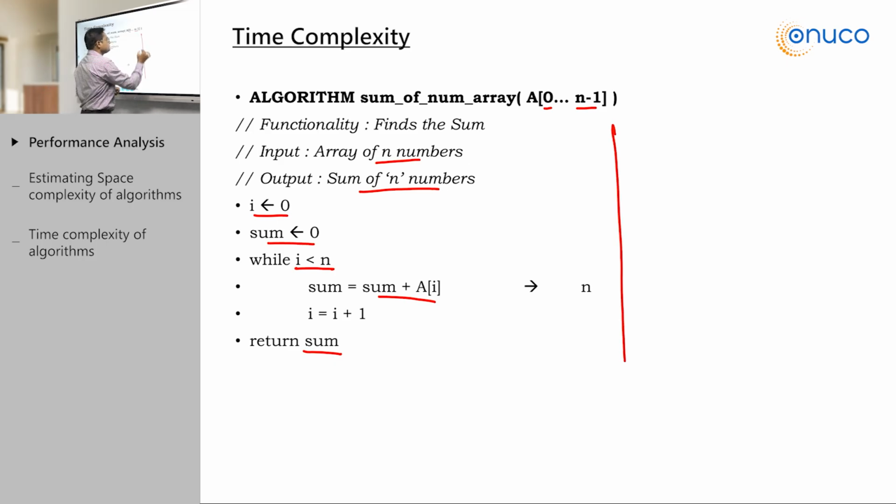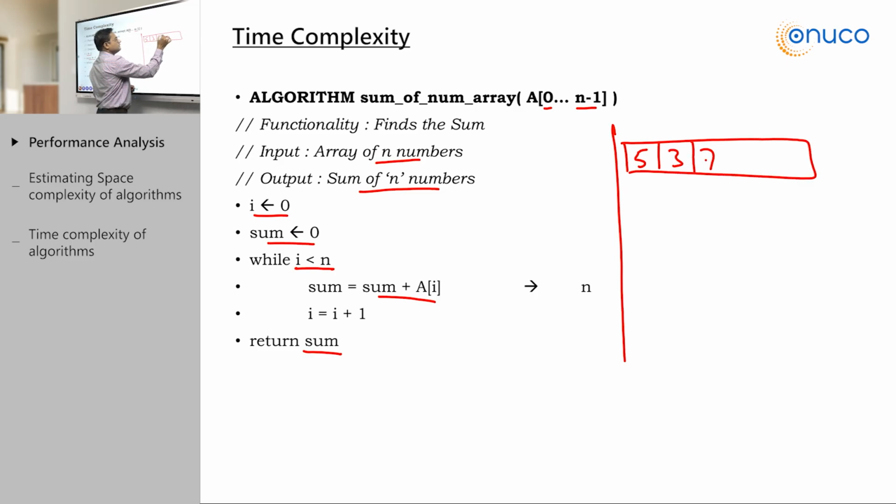So how exactly does it work? Say here we have array elements 5, 3, 7, 2, and 4. The array index, since the number of elements is 5, is 0, 1, 2, 3, 4. Now, initially I is 0, and we are pointing over here.